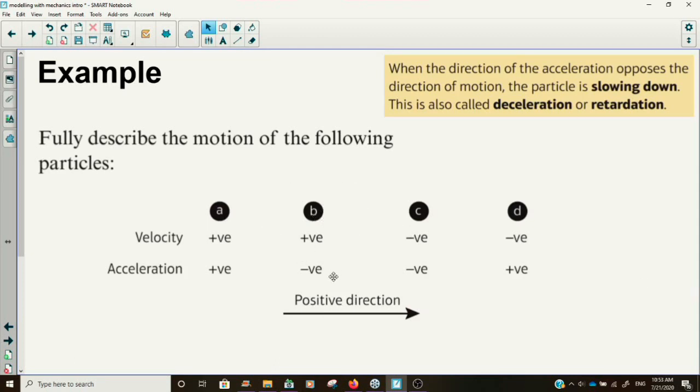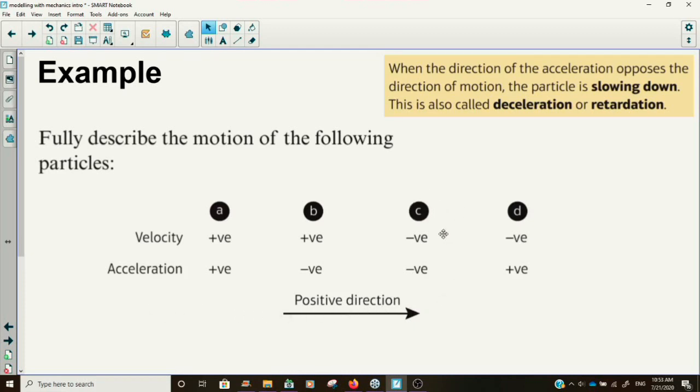Particle B has got a positive velocity but a negative acceleration. So even though it is traveling to the right, it is slowing down. And at some point, it will slow down so much it comes to a full stop. And then, because the acceleration is negative, it will start to travel backwards.